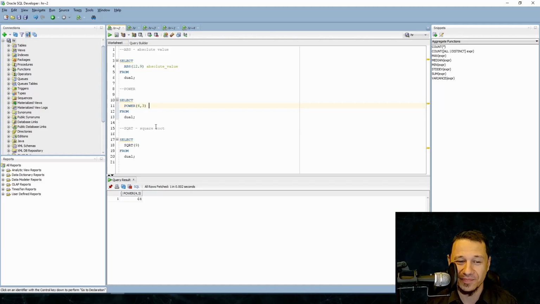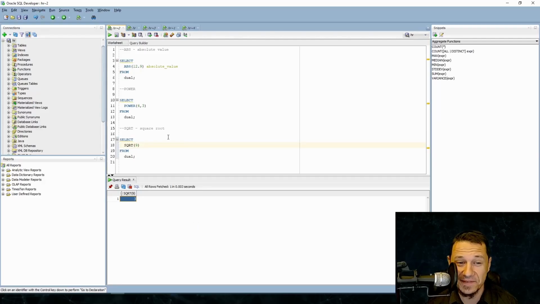Very simple. The third one on this screen is the square root, and it simply returns the square root of the provided number. Only one parameter, and the square root of 9 should be 3, and when we execute this, it returns 3.